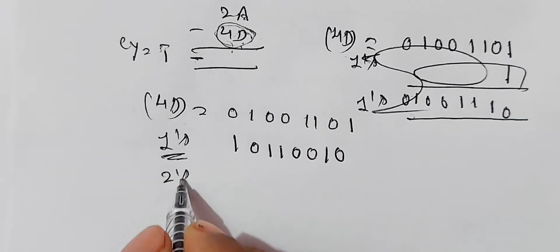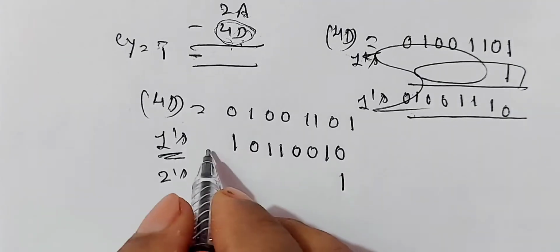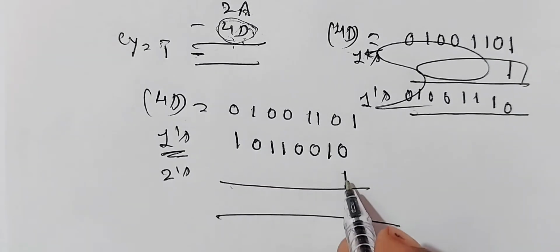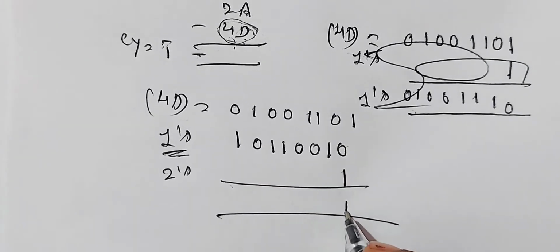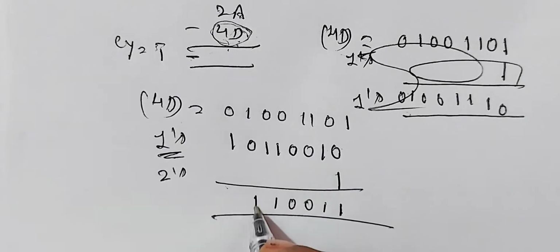2's complement is adding 1 to the 1's complement. Add 1 to this 1's complement. So you will get the result 1, 0, 1, 1, 0, 0, 1, 1.